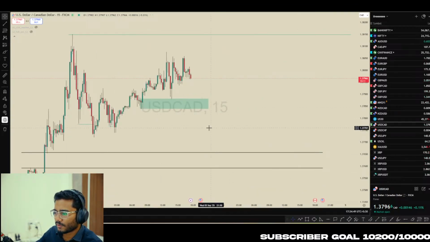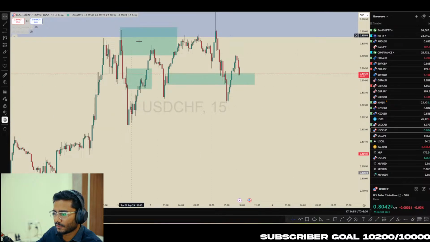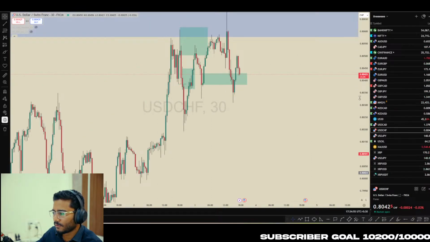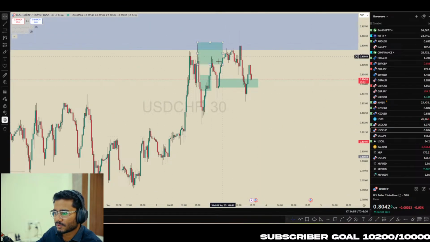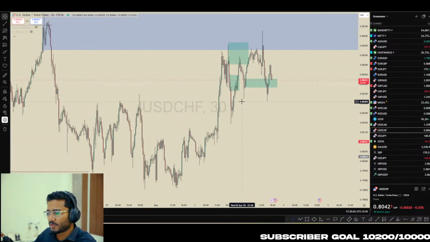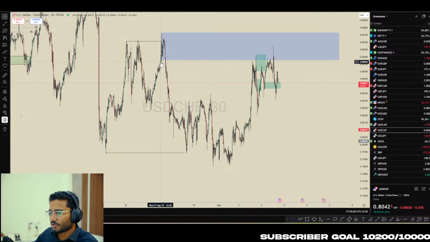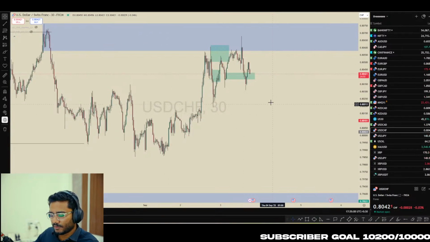So also I shared this chart in the group. Price tapped and it continued to the upside on USD CAD. And here, this is something I didn't flash, because if you look at USD CHF, we already have this order block to the left side, which took out the liquidity. So we'll look for a sell side from here.